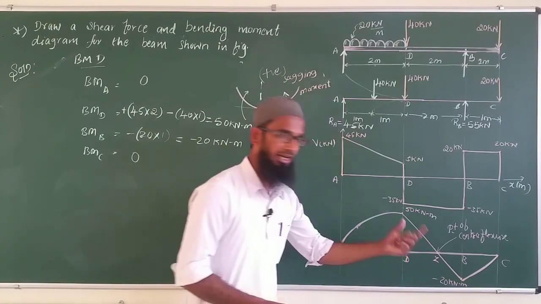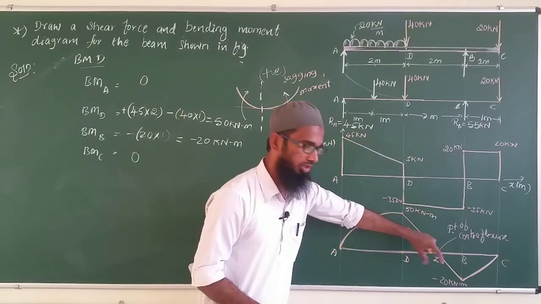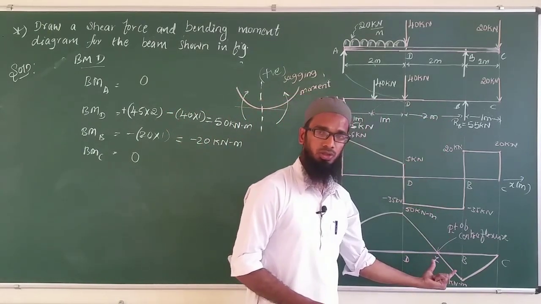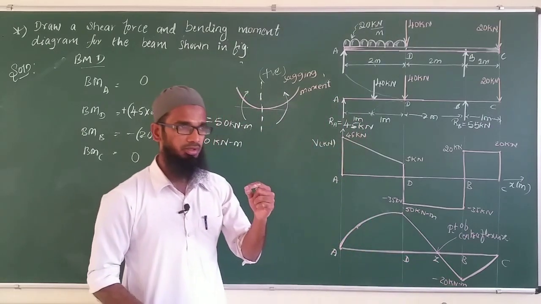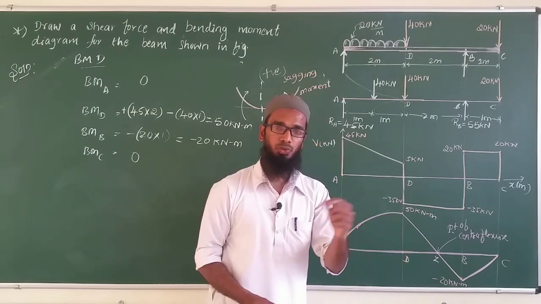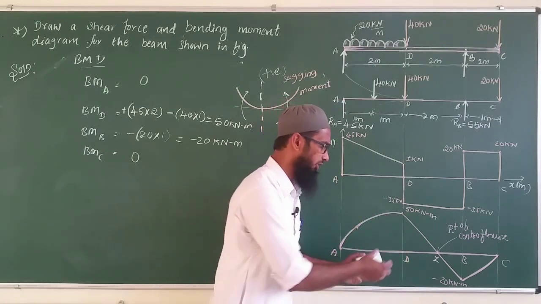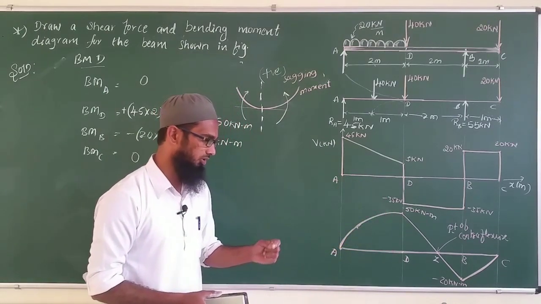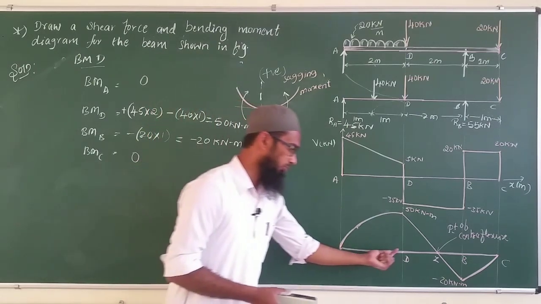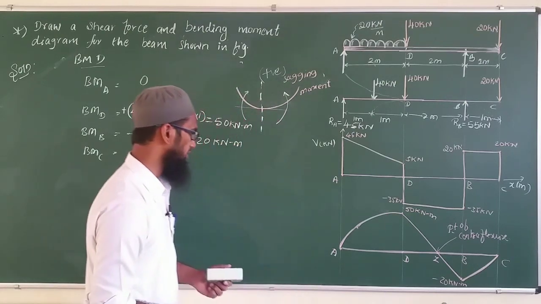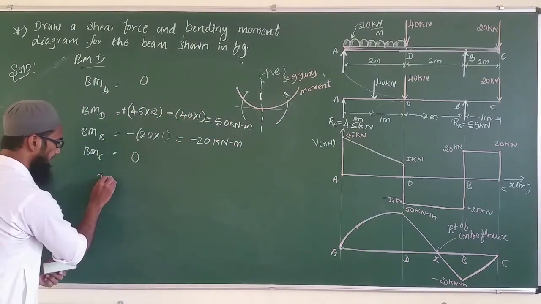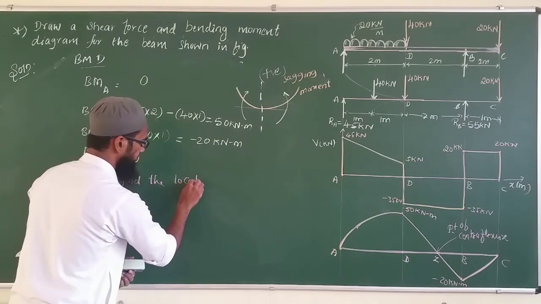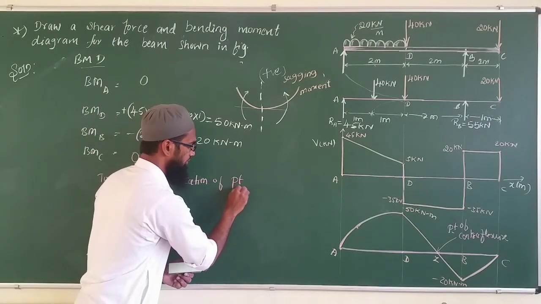So easily we can identify the distance of this D to Z, where the bending moment becomes 0. This is 2 meters, so it is somewhat more than half of this. So the distance from D is more than 1 meter. Easily we can assume that will be where the bending moment is 0 here. We can consider it may be 1 point something, but we can calculate it by the geometry, that is, to find the location of the point of contraflexure.